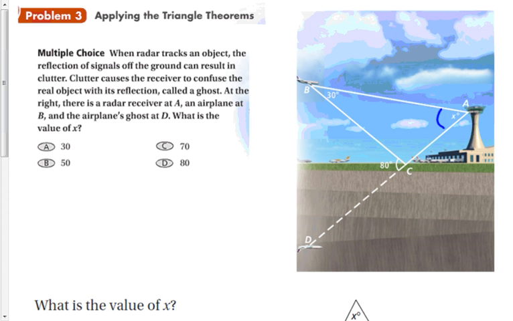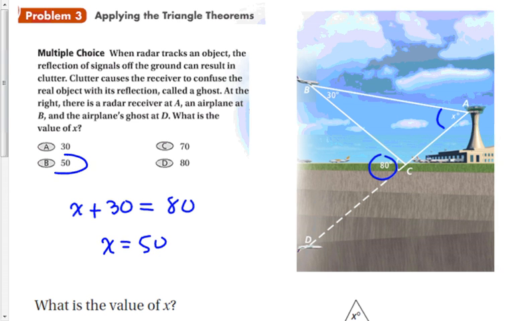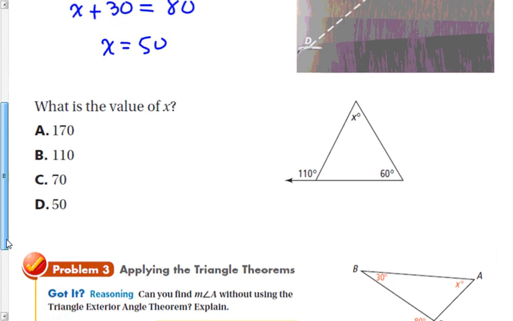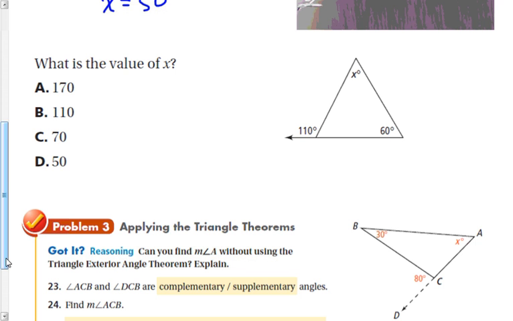So how many degrees is this angle right here? And we can use the idea that we found out here, that this angle is equal to the sum of the remote interior angles. So we can represent the sum as x plus 30, and that's equal to 80. And so x has to equal 50 for that problem. And then similarly for this one, 110 is equal to the sum of the remote interior angles, which is x plus 60. And we can see that 50 would be the right choice for that one.